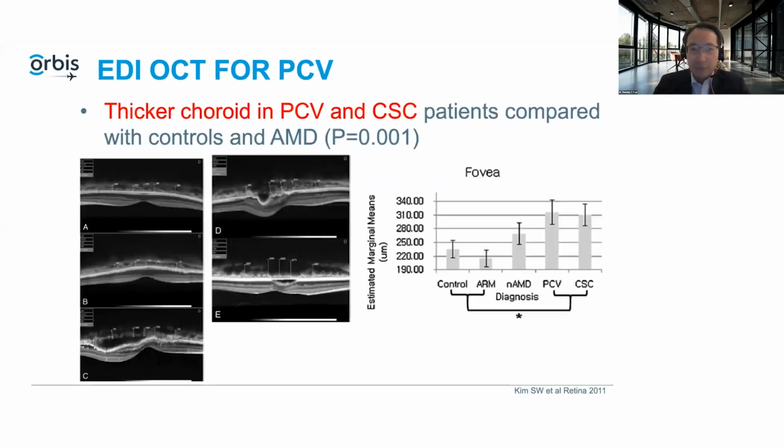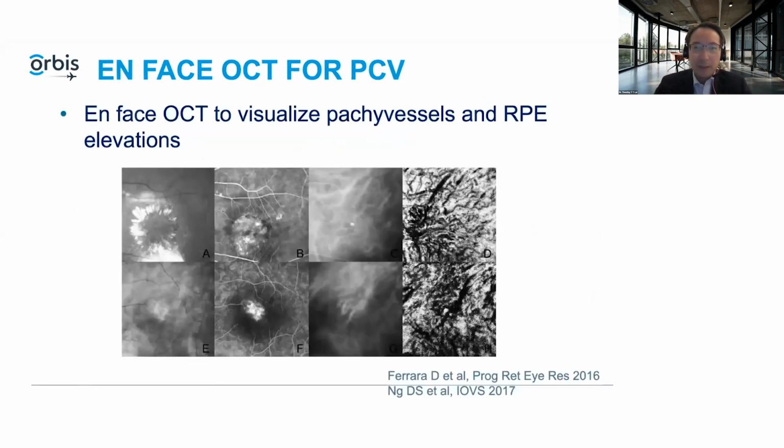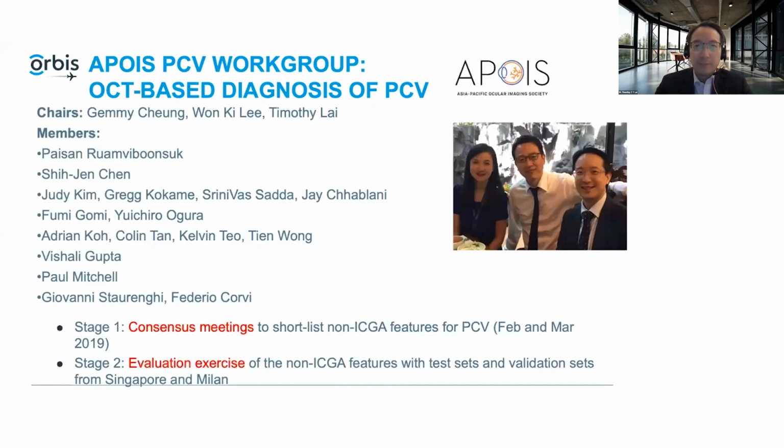You can also see the choroidal thickness in different diseases. For example, in this study from Korea, they measured patients' choroidal thickness in age-related macular degeneration, neovascular AMD, PCV, and CSC. And you can see the mean choroidal thickness for CSC and PCV is much thicker than control or in AMD cases. So PCV and CSC, central serous chorioretinopathy, are related to the pachychoroid disease spectrum. And with en-face OCT, we can also see that these cases will have some dilated choroidal vessels, we call them pachyvessels, as well as the RPE elevation.